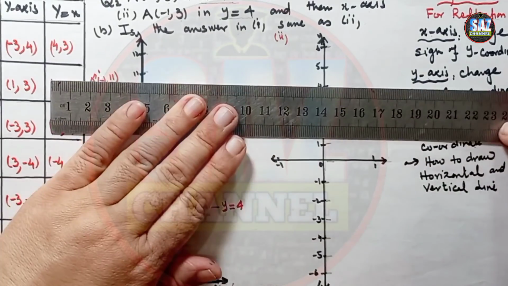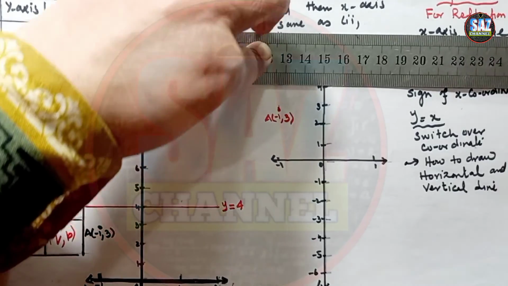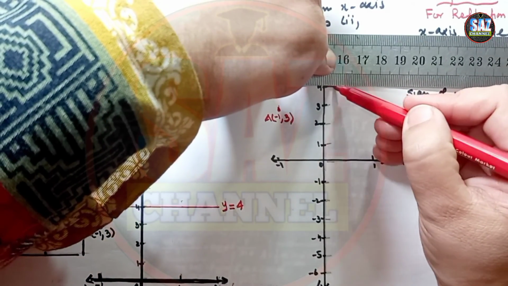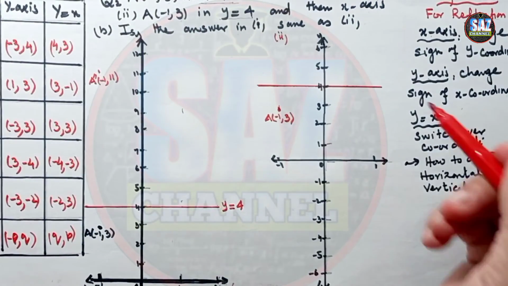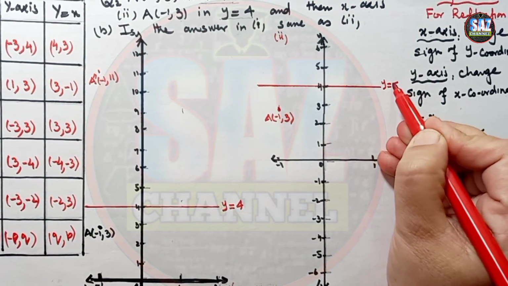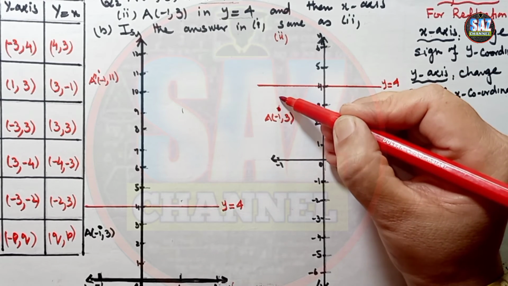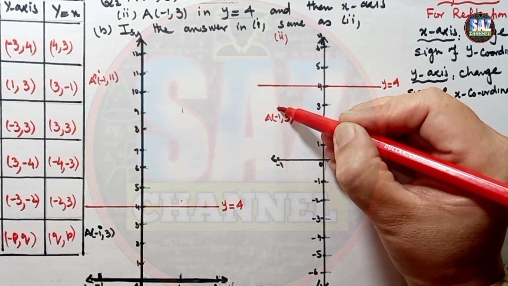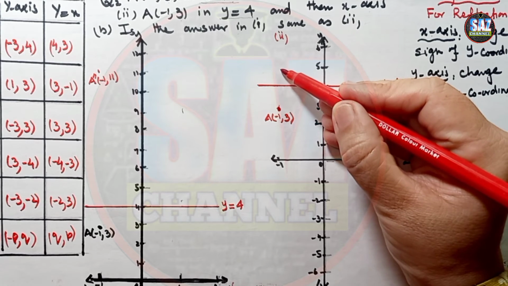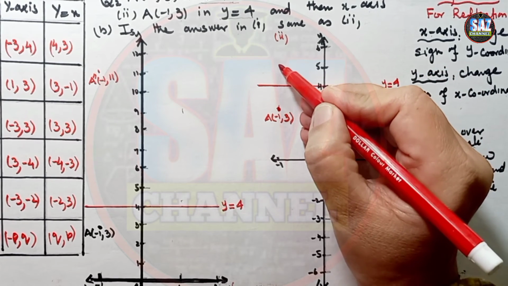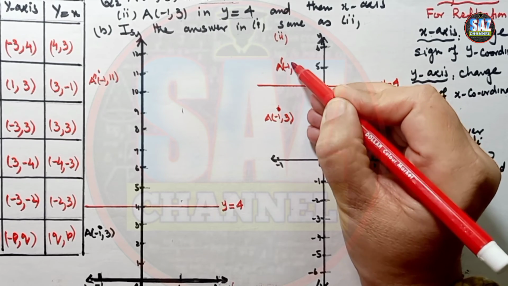So y equals 4 is at this place. Draw the mirror at y equals 4, this will be the horizontal line y equals 4, and label it. Now see that the object is at 1 unit distance from the mirror line. So the image will be 1 unit up, in front of 5. So the image of this object will be A dash at (-1, 5).